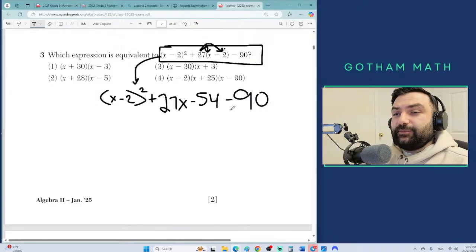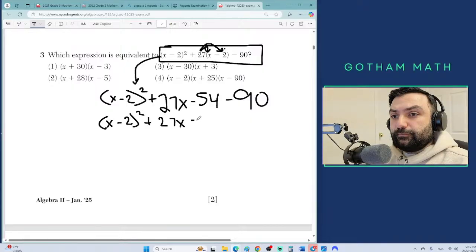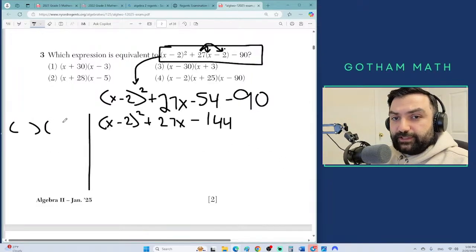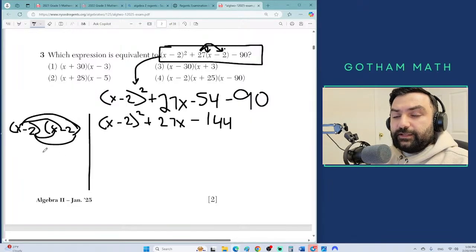Now let's combine negative 54 and negative 90 into a negative 144. Well, now we want to open this parentheses. How? I personally usually do it on the side. I create basically a clone of the parentheses that's squared, right? And start foiling, like distributing here, and then I'll see what my answer will be.